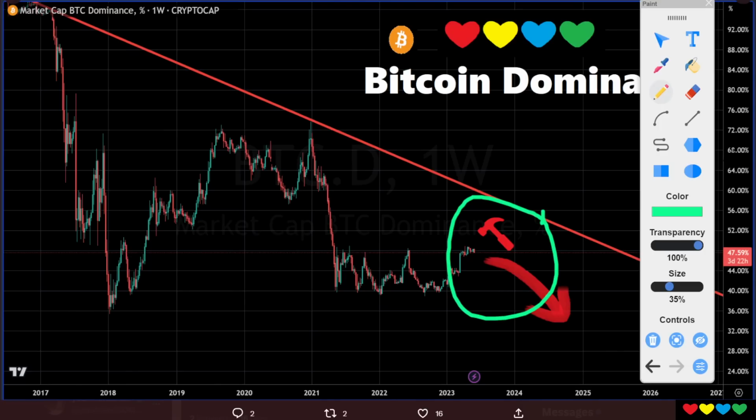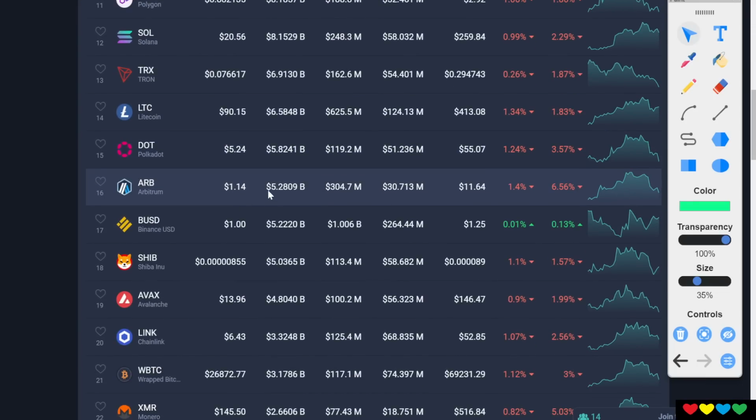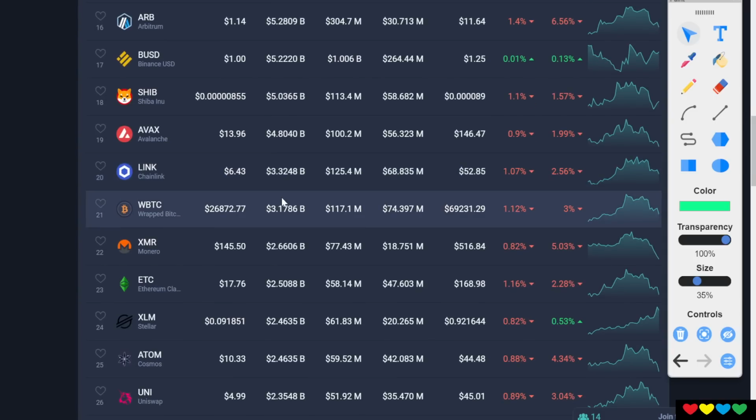It has nothing to do with these top 100 coins. It has nothing to do with these. Unfortunately, all of them are going the way of the dodo. There's nothing there. We're going to have to find something new.